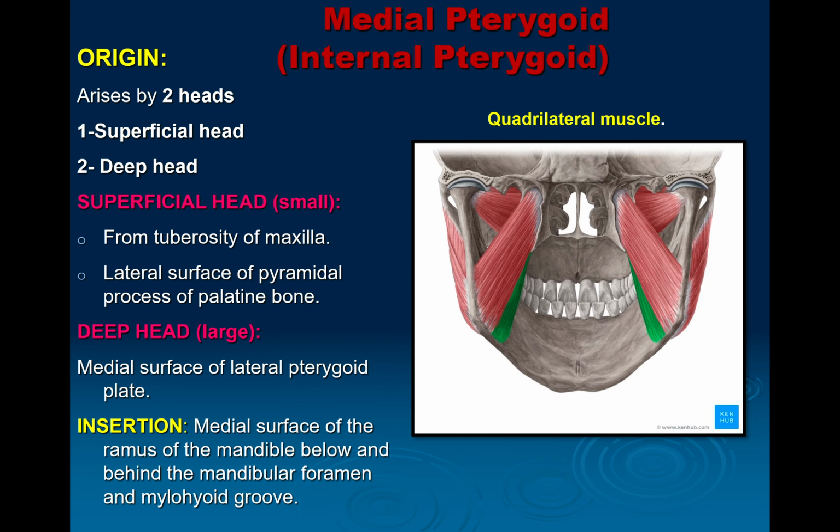Medial pterygoid or internal pterygoid is a quadrilateral muscle. The medial pterygoid muscle consists of two heads. The smaller superficial head originates mainly from the maxillary tuberosity, with some fibers arising from the pyramidal process of the palatine bone. The larger deep head originates from the medial side of a horseshoe-shaped extension of the sphenoid bone, lateral pterygoid plate, at the base of the skull. Insertion: the muscle inserts into the medial surface of the ramus of the mandible, below and behind the mandibular foramen and mylohyoid groove.